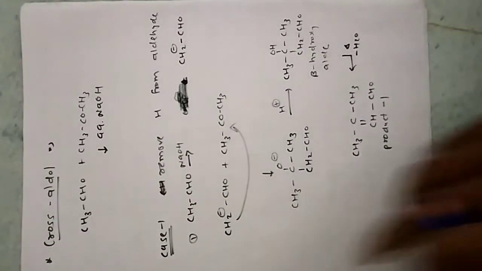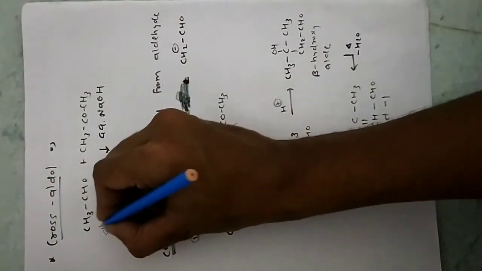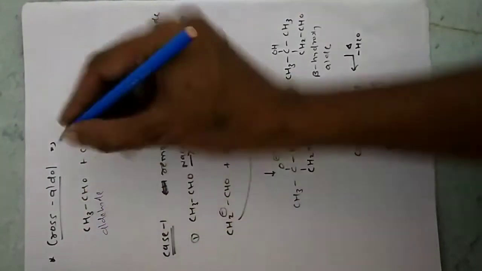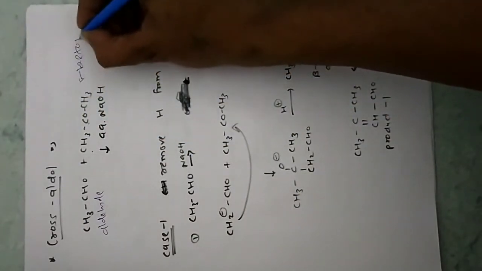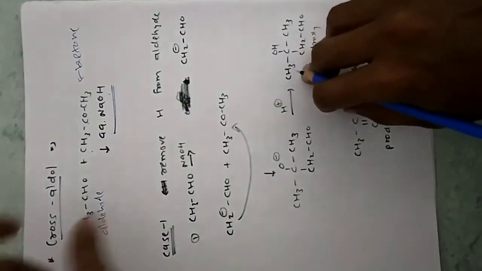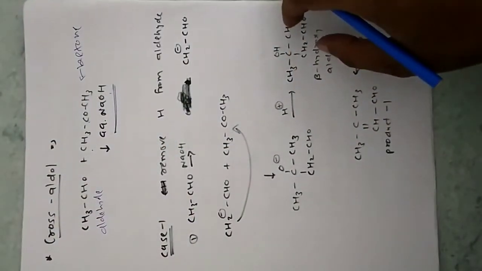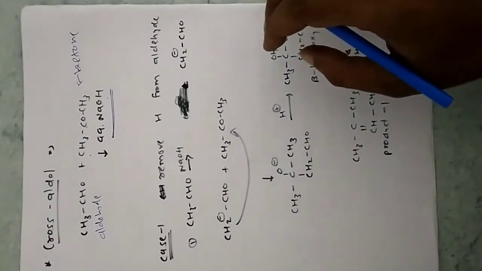Now here I have taken an example. You can see CH3CHO, that is an aldehyde, and this one is CH3COCH3, so it is a ketone. When it reacts in the presence of aqueous NaOH, what will be the product? Multiple products we will get, total 4 products. How? Let's check out.